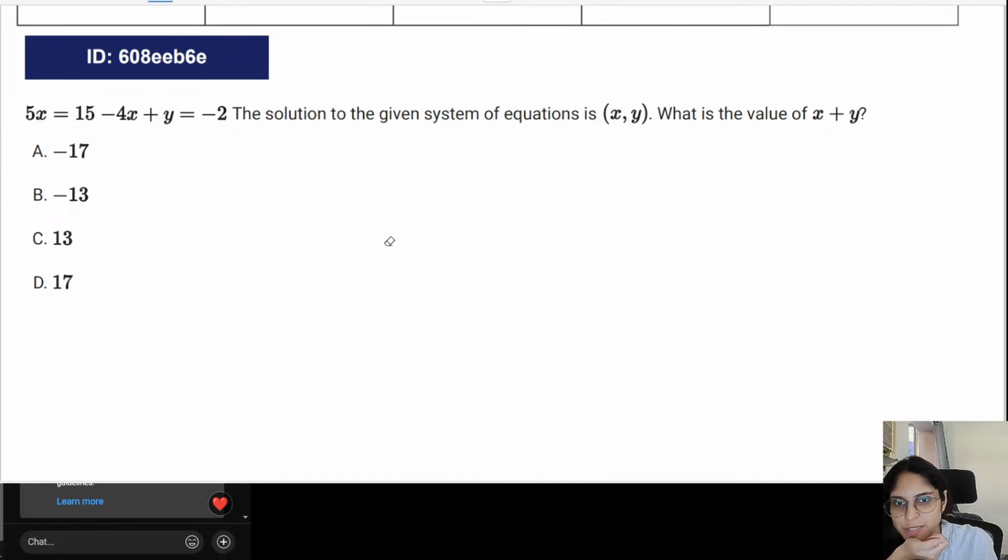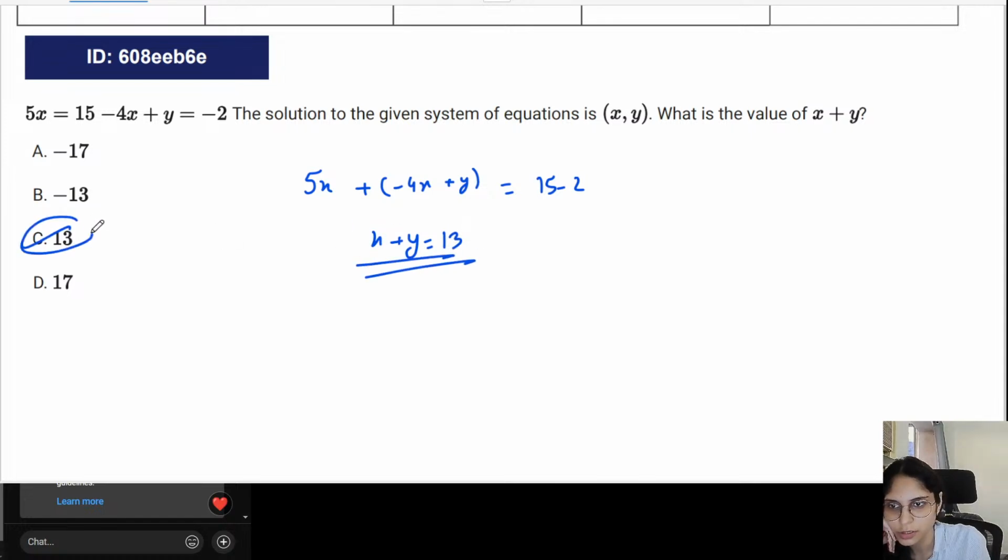You need to find the value of x plus y. Whenever they're asking this and it's an easy question, just see if by adding these two equations you are getting it. So 5x plus negative 4x plus y is going to be equal to 15 minus 2. 5x plus negative 4x is x, x plus y is 13. So no need to get the solution. We can directly apply this method. You are adding the equations and directly getting x plus y.